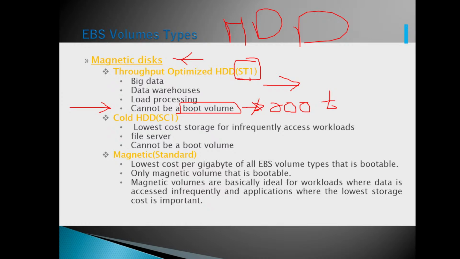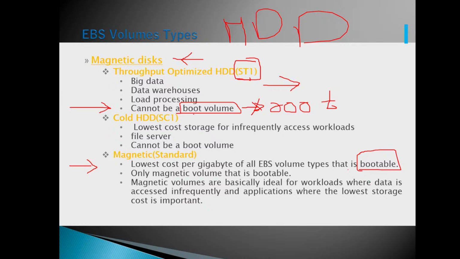Cold storage. Cold HDD. Short name is SC. Low cost storage for infrequently accessed workloads, like a file server. Again, they cannot be used for boot volume. Next is magnetic standard. Again, this is a magnetic disk, low cost per gigabyte for an EBS volume that is bootable. This is the only magnetic disk which supports bootability.